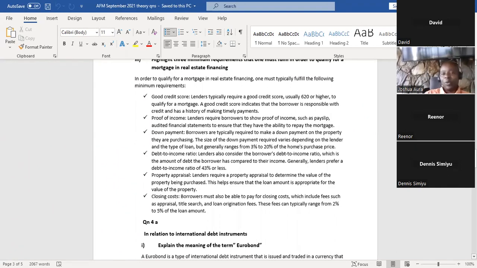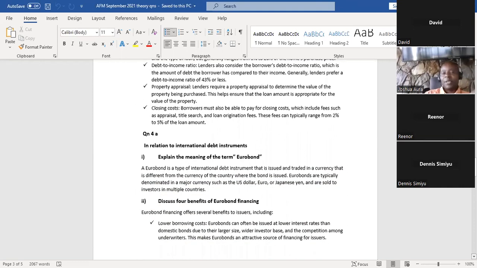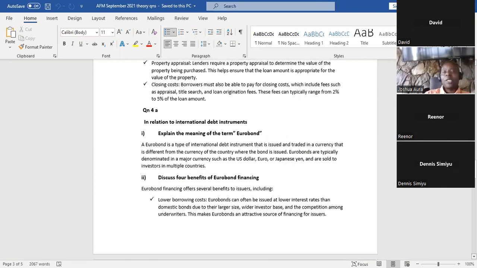We go straight away to question number 4A. Are we there? Please scroll up, David. Question number 4A: in relation to international debt instruments, explain the meaning of the term euro. Euro does not mean European. Euro means outside. A Eurobond is issued denominated in terms of UK pounds, American dollars, etc.